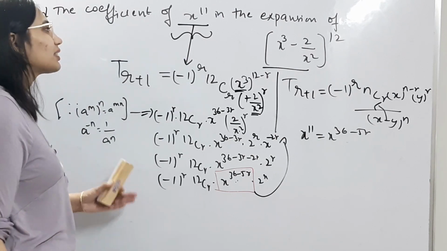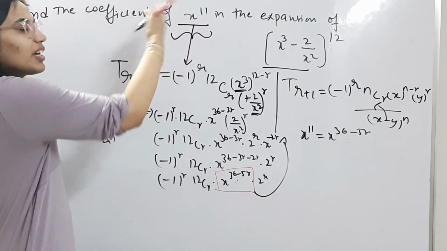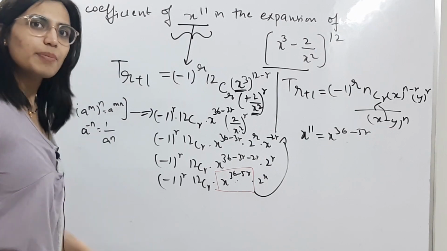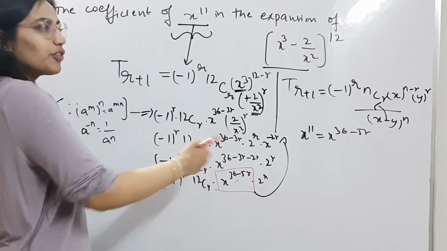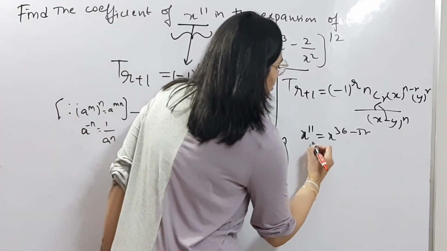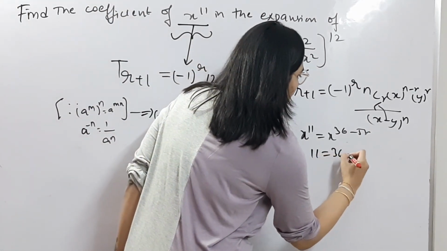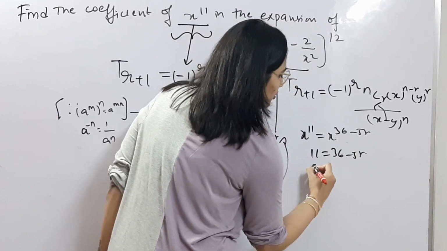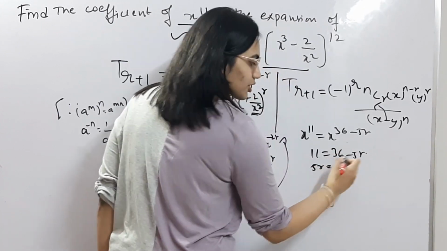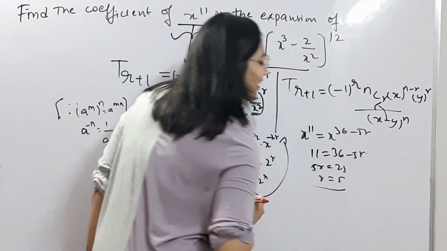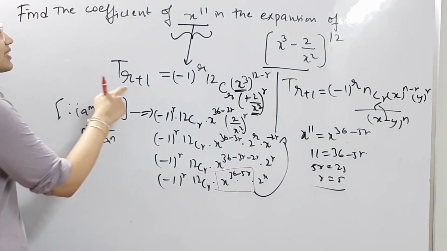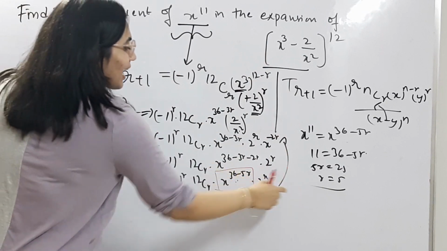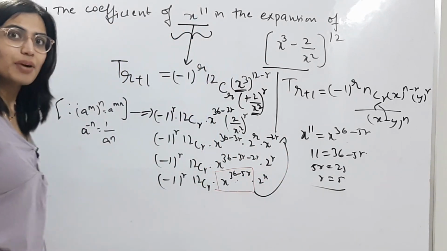General term is nothing but the term where we want x power of 11 to be present. We don't know which term it's present in, right? Now we are trying to find it out. So 11 is equal to 36 minus 5r. So 5r is equal to 25, 36 minus 11, and r is equal to 5. That means, don't you think that the sixth term of this expansion has x power of 11 as the power?